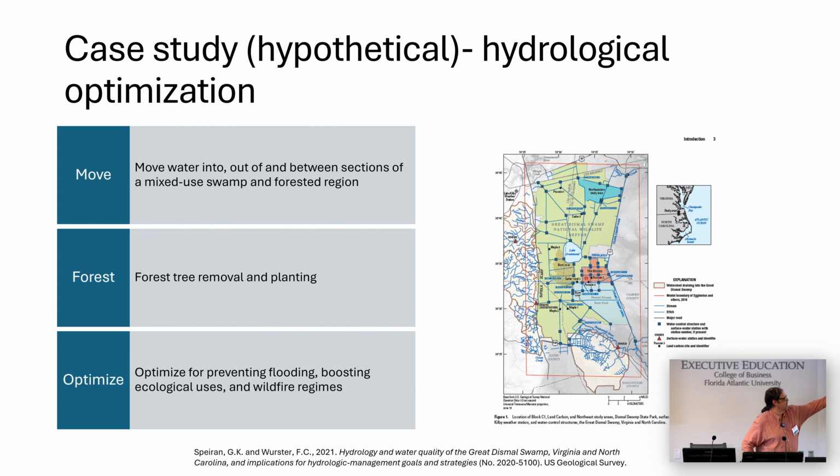And over here, this is just a picture of the Great Dismal Swamp. This is not based on that exactly, but you can kind of see the water control structures of the different sections and things, and the difficulty, the complexity of this type of problem.